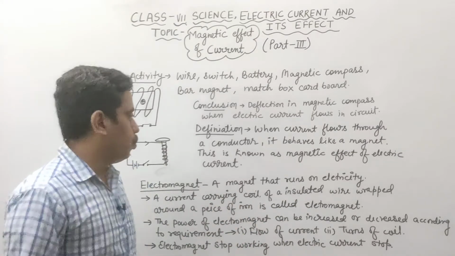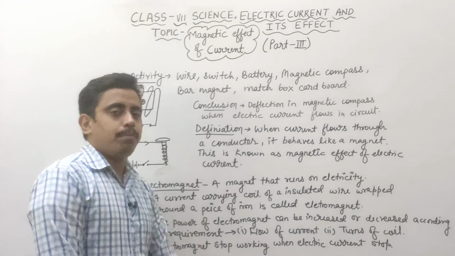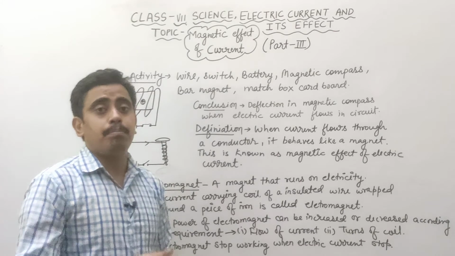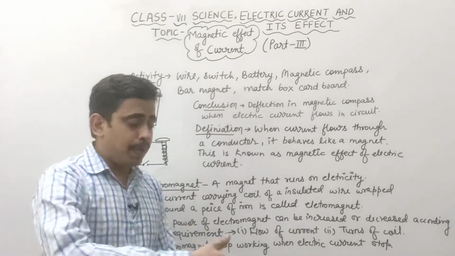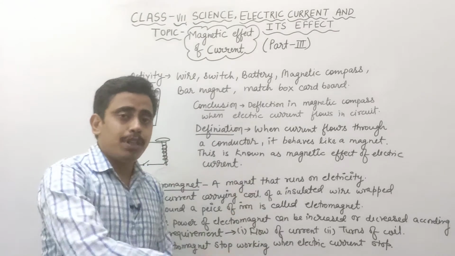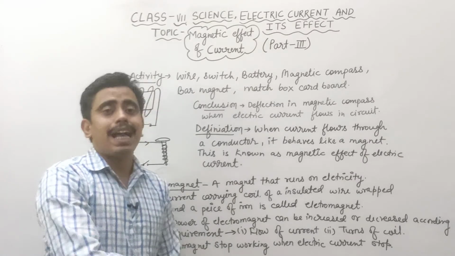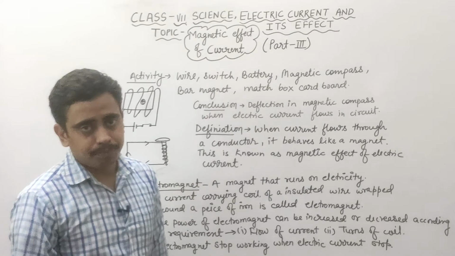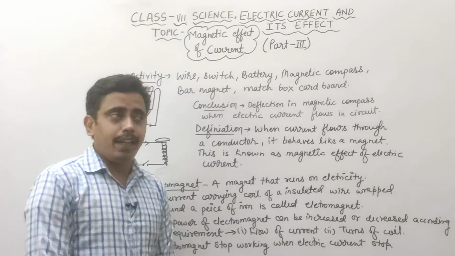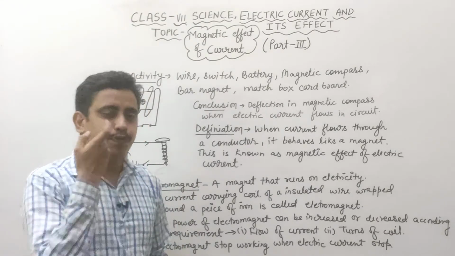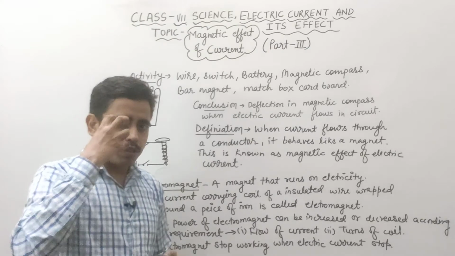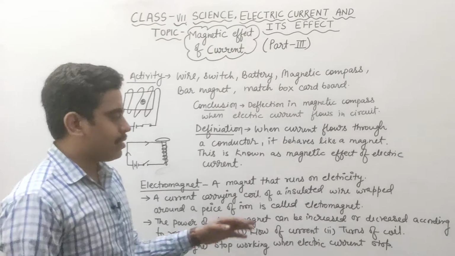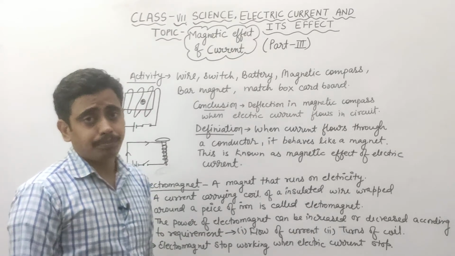Do you remember any use of electromagnet? Where can it be used? It has several applications. You might have seen large cranes which pick up iron objects from junkyards; electromagnets are used there. When iron objects accidentally fall into the eye, those are also picked up by the doctor using an electromagnet. So there are several uses of electromagnet.